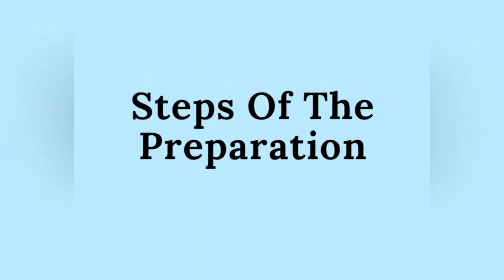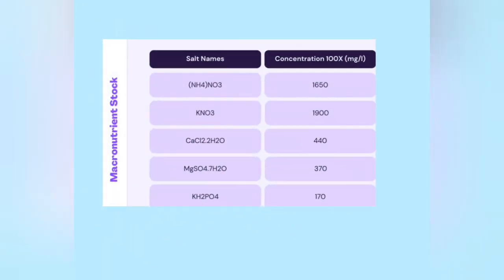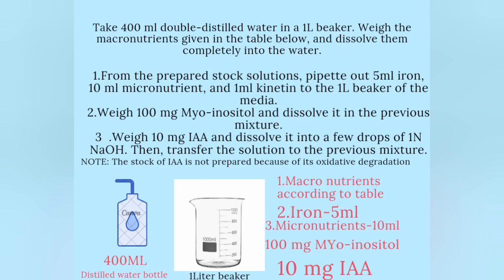Steps of the preparation. Take 400 milliliters double distilled water in a 1L beaker. Weigh the macronutrients given in the table below, and dissolve them completely into the water. 1. From the prepared stock solutions, pipette out 5 milliliters iron, 10 milliliters micronutrient, and 1 milliliter kinetin to the 1L beaker of the media.